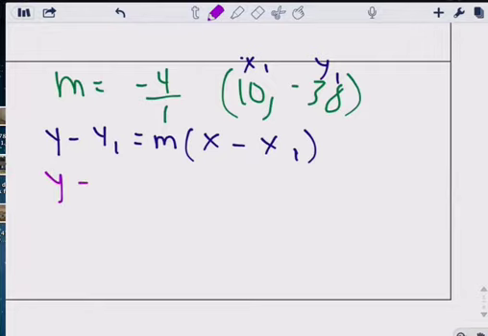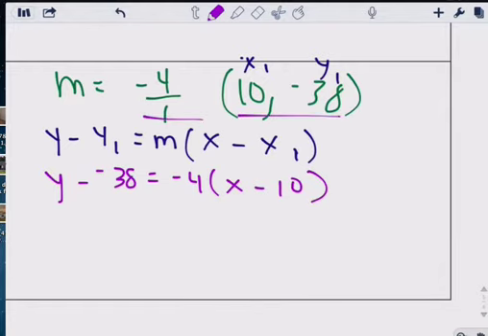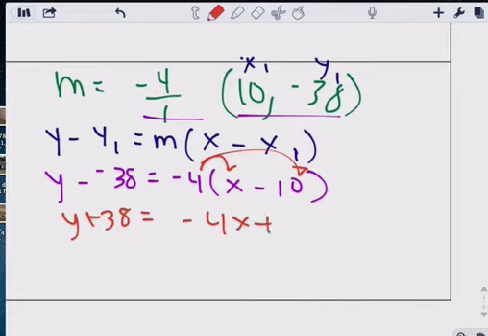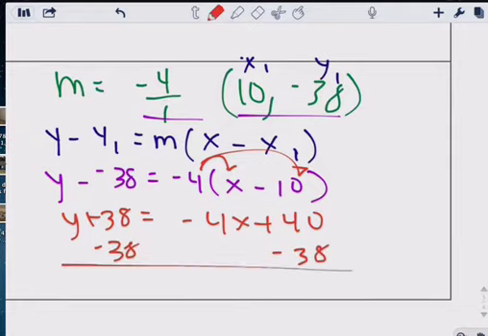Y minus negative 38 equals negative 4 parentheses x minus 10. From up here, remember, and then y plus 38 equals negative 4x. Distribute, plus 40. Add 38 to both sides. Okay. Then y equals negative 4x plus 2.